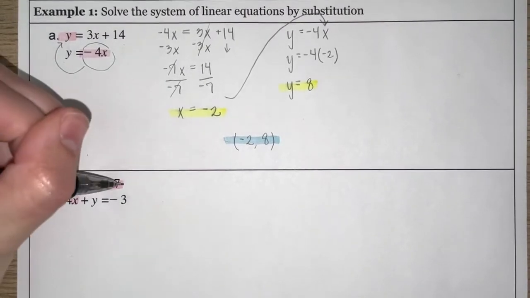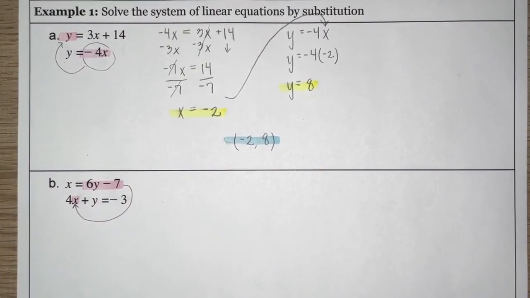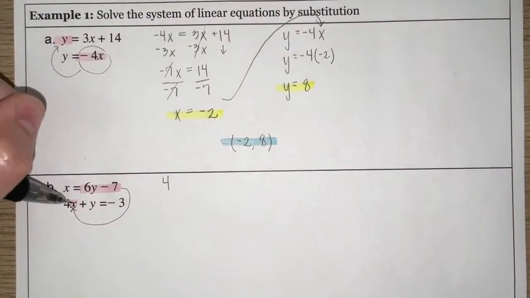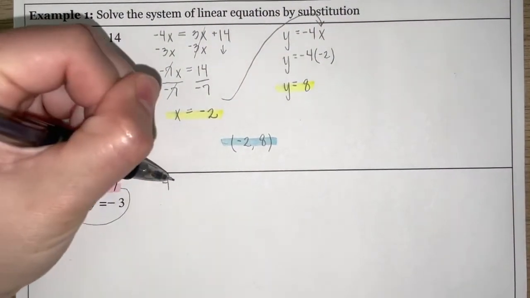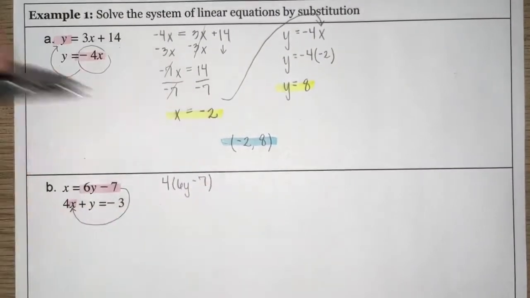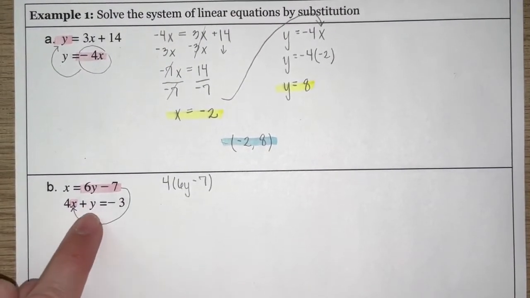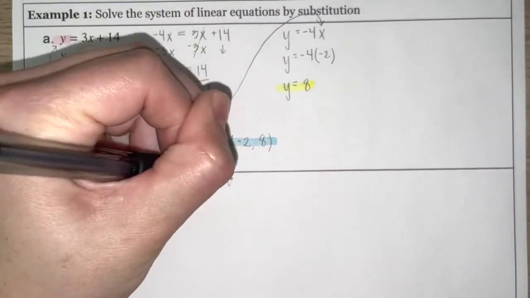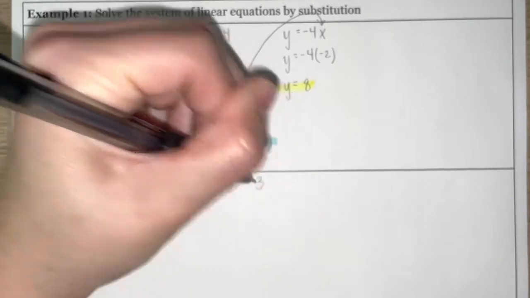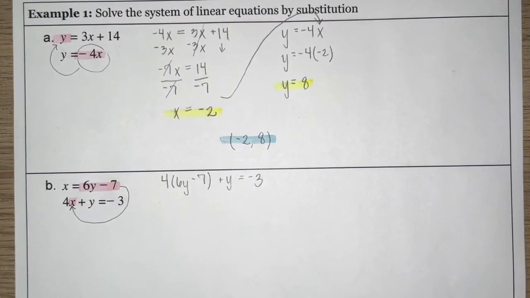So I'm going to take this 6y minus 7 and substitute it into the second equation where x is. So the second equation becomes 4, instead of times x, it's going to be times all of this, so it'll go in parentheses. So 4 times (6y minus 7). That's just the 4x part right now. And then plus y, and then equals -3. Now we have an equation that just has y, so we can solve for y.